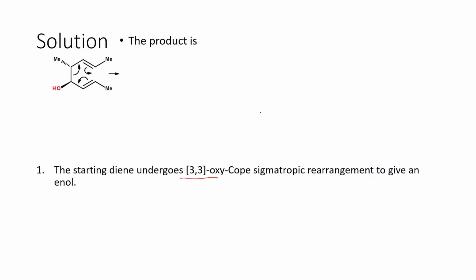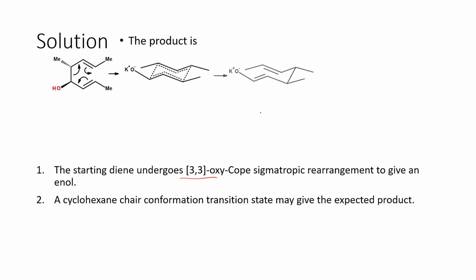The first step is basically the starting material undergoing a 3,3-oxy-Cope sigmatropic rearrangement. This is the crucial step. Here we have a 6-membered transition state, which is crucial for the concerted reaction to occur, and that leads to an enol derivative. The driving force for this reaction is basically the cyclohexane chair conformation in the transition state. That is the reason this oxy-Cope rearrangement happens very readily.